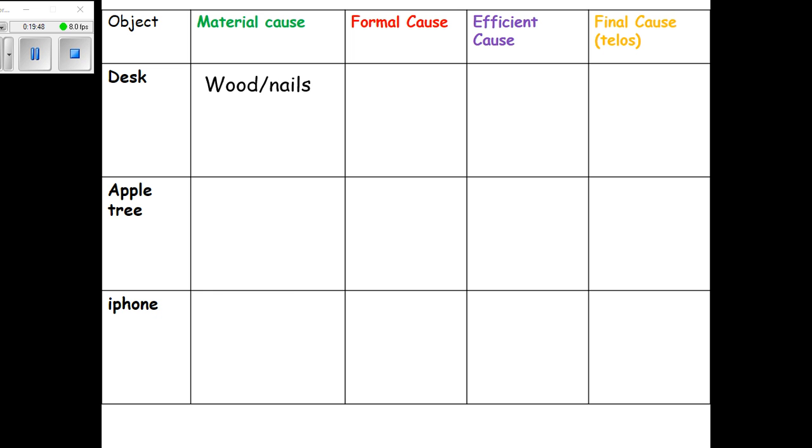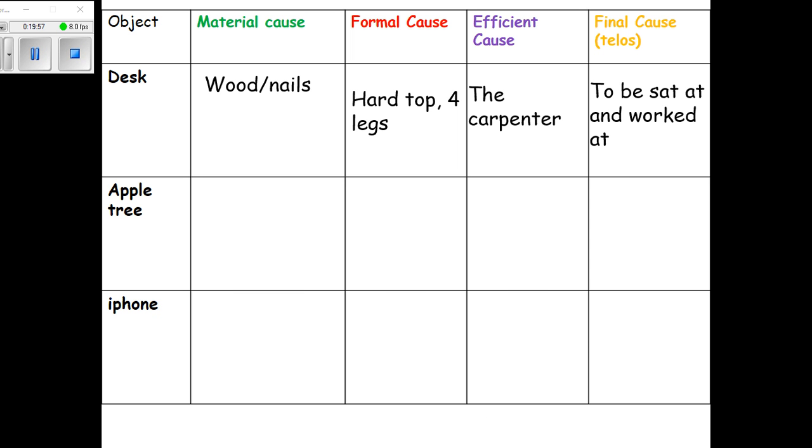The desk: the material cause is the wood, the metal, the nails. The formal cause is the design. The efficient cause is the carpenter, and the final cause is to be sat at and worked at. Okay, so pause the video now.